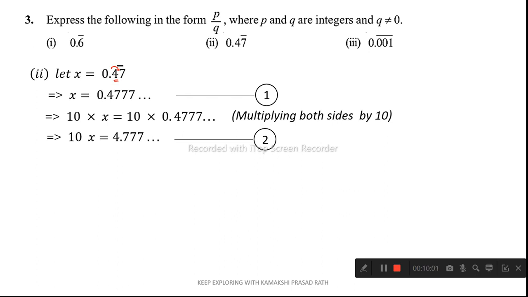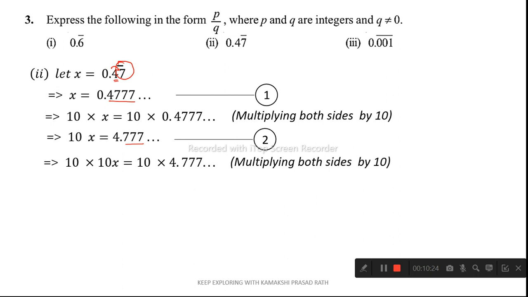Here we cannot subtract, because when you see the decimal part, in equation 1 we have 47777, but in equation 2 we have only 7. So we have to see that the decimal places must be the same. Again we see that only one digit is repeated. Now we'll focus on the repeated place. Only one digit is repeated, so we'll multiply by 10 again.